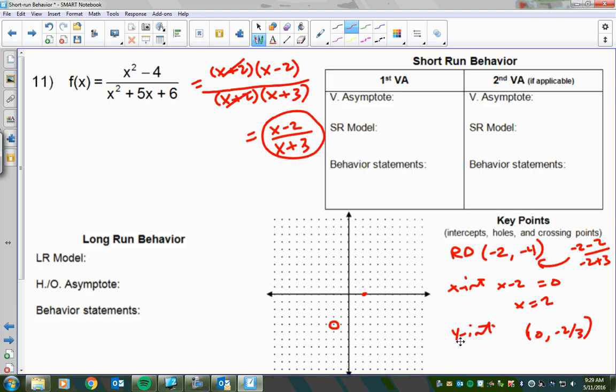And I don't care if you write these as ordered pairs or as just numbers. Just make sure you label them as x-intercept or y-intercept. All right, that was step 2. What's step 3?